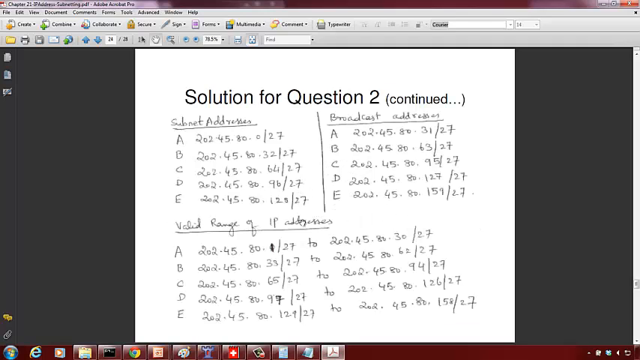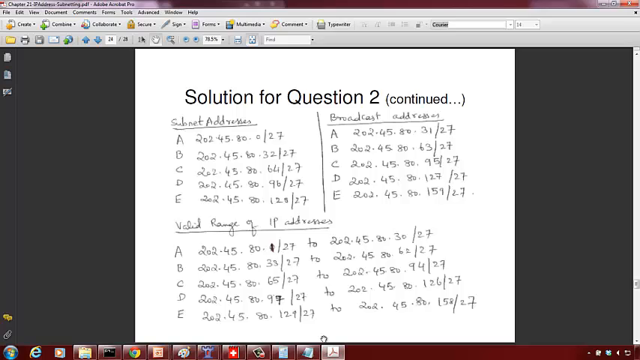Okay, and so on. So now everything in between 1 to 30 is going to be the valid IP address range for the first subnet. 33 to 62 is going to be the valid IP address range for the second subnet. 65 to 94 is for the third subnet, and so on. Okay.